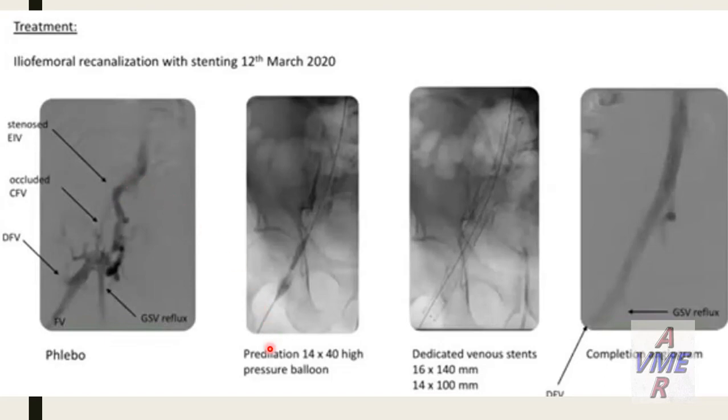Then management by endovascular, pre-dilatation with 14/40 high pressure balloons, and then using a dedicated venous stent, 60/140, 40/100 millimeter, and finally they give us a fantastic completion angiogram.